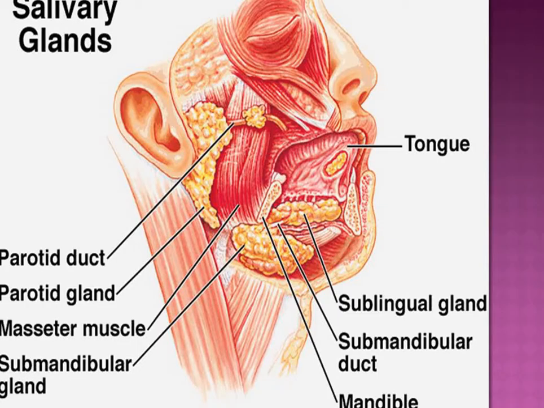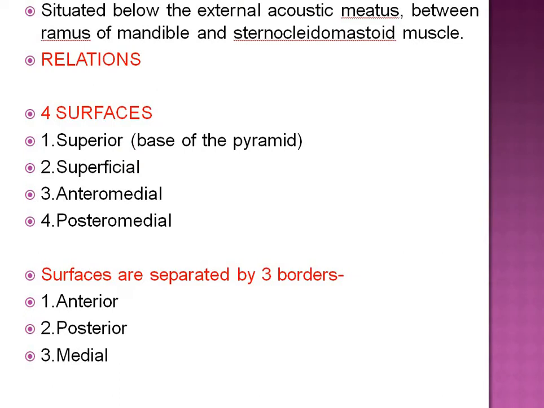Here we can see this is the parotid gland, and this is the Stensen's duct, opening into the second upper molar. Now, the parotid gland is situated below the external auditory meatus between the ramus of the mandible and the sternocleidomastoid muscle. In relationship, there are 4 surfaces and 3 borders. The 4 surfaces are the superior, which forms the base of the pyramid, the superficial, anteromedial, and posteromedial. The borders are the anterior, posterior, and medial.